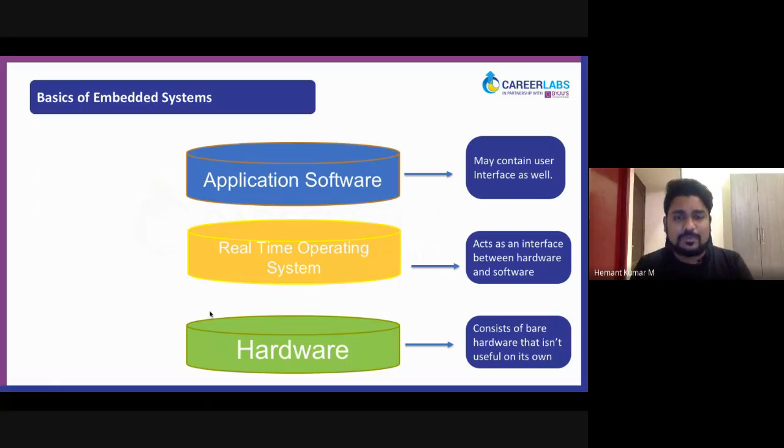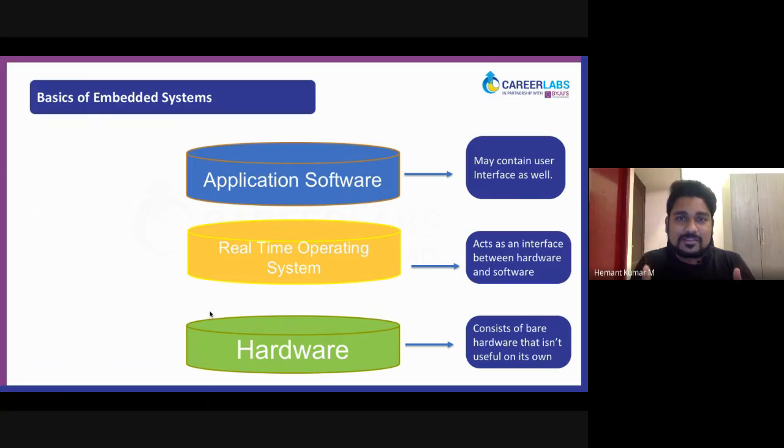Now, if I have to break it down a little bit, let's go inside the camera. If you look at it, there is always an application software, and there is always a real-time operating system. Maybe in those days cameras were less communicating, but today they're communicating with multiple devices, right? So the operating system always acts as an interface between the hardware and the software. And then ultimately the hardware consists of the lens, the switch, the light, the focus, etc. So these are the three pillars.